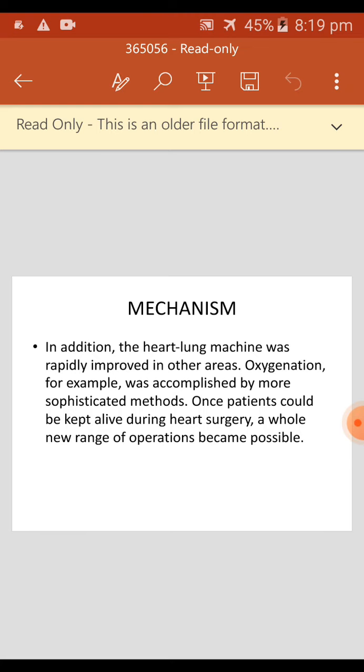In addition, the heart-lung machine was rapidly improved in other areas. Oxygenation, for example, was accomplished by more sophisticated methods. Once patients could be kept alive during heart surgery, a whole new range of operations became possible.